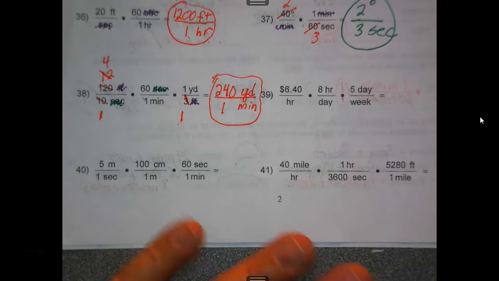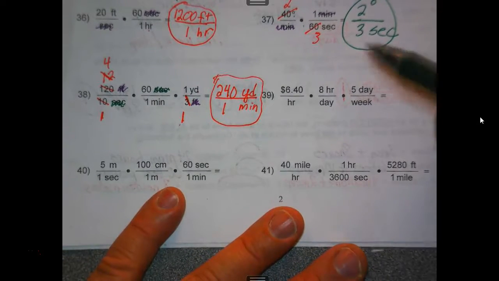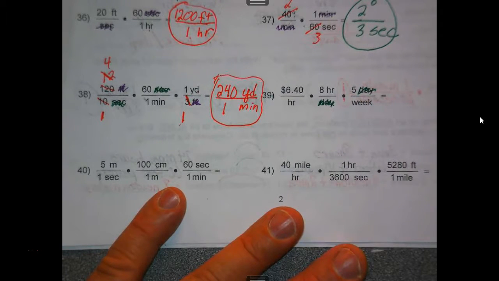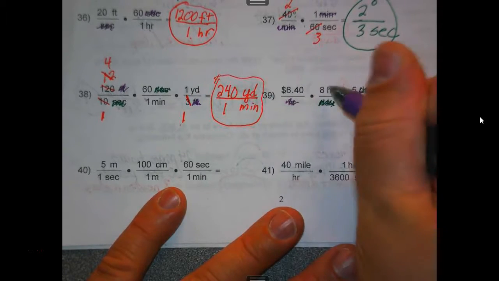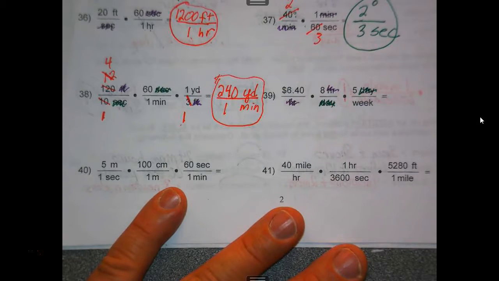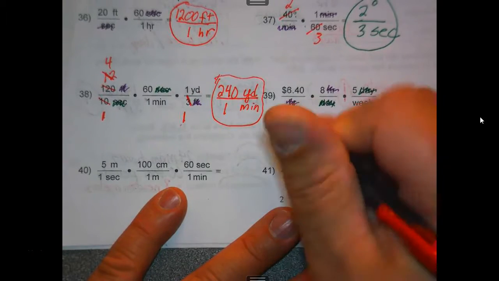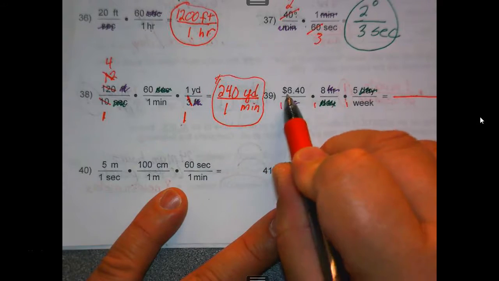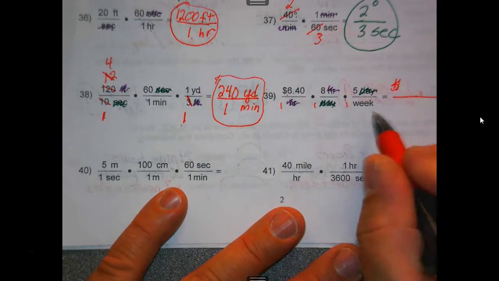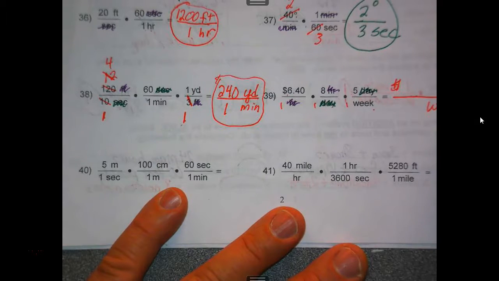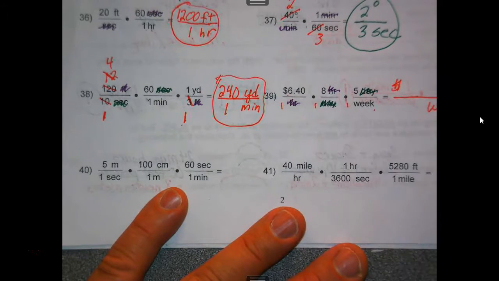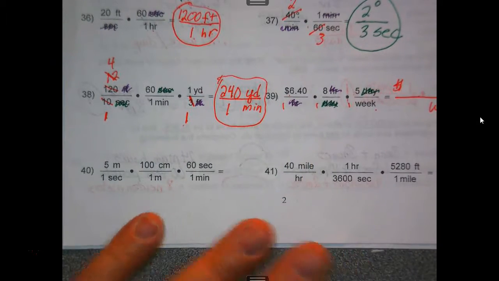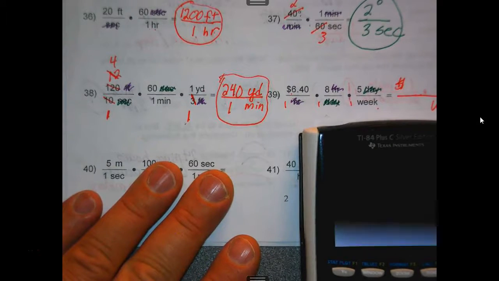All right, number 39. Let's see, I can cross out days. I can cross out hours. That means I'm going to have, actually I got all ones on the bottom, right? So I'm going to have dollars on top and week on the bottom. And it's all one. You can put a 1 there if you want. Let's see, 640. I'm going to use a calculator for this.